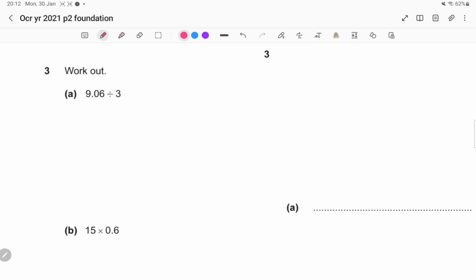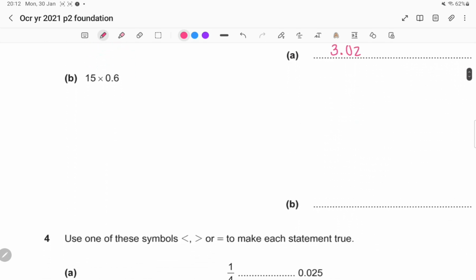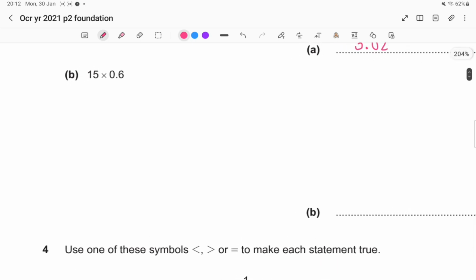Question number 3, we have 9.06 divided by 3. So it would be like this. 3.02. Part B, we have this question, 15 multiplied by 0.6. I can either use fractions by writing 0.6 as 6/10 and then multiplying that by 15, or I can do that directly by doing 15 multiplied by 6, which will give me 90. And since I have one digit after the decimal point in my question, my answer would be 9.0 or just 9.